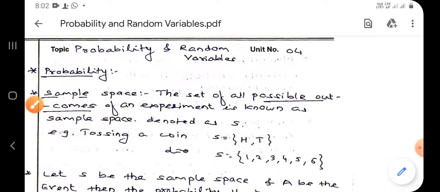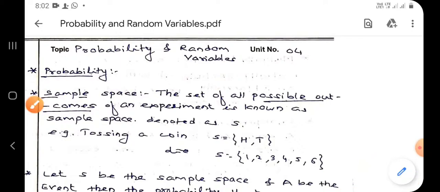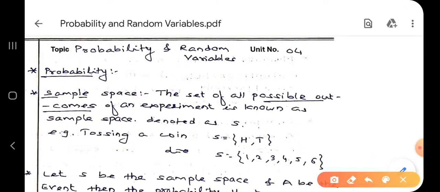So the output of today's video is to recall a few concepts related to probability, then define probability, then solve problems on probability, and lastly define random variables and solve some problems on random variables. After completing this unit you will understand the concept of probability. So that is the outcome we set. Now let us define probability.